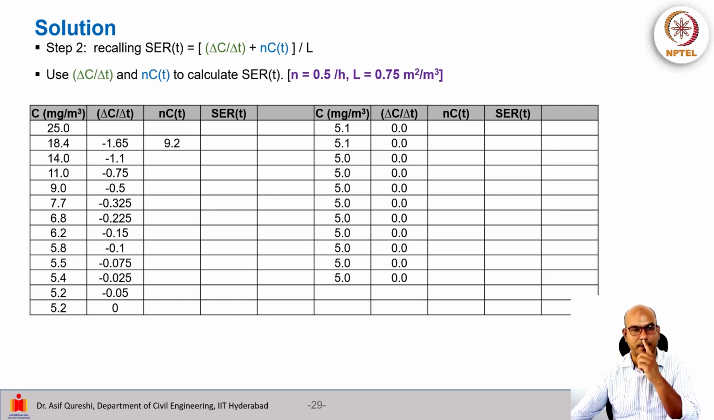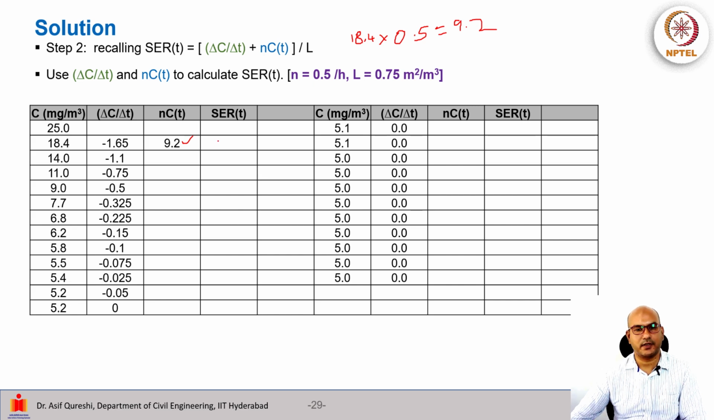So we reach step 2, which is calculation of SER. We will use delta C by delta T from before, and now we will start calculating NCT. So we have C 18.4 and N is 0.5. So 18.4 times 0.5 is 9.2. So fine, we have 9.2 here.